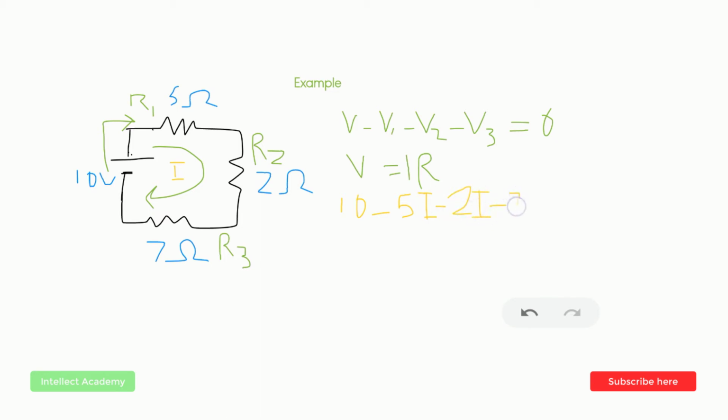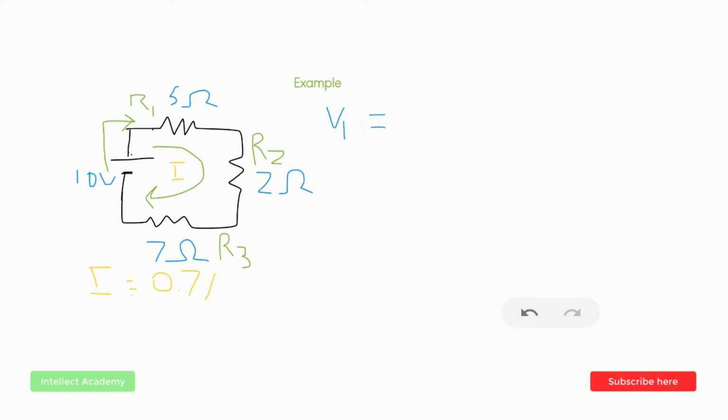If you solve this equation to find the value of current, you will get I equals 10 over 14, which is 0.71 amperes. I'm going to write this value over here so that I can rub the board and solve for V1, V2, and V3.